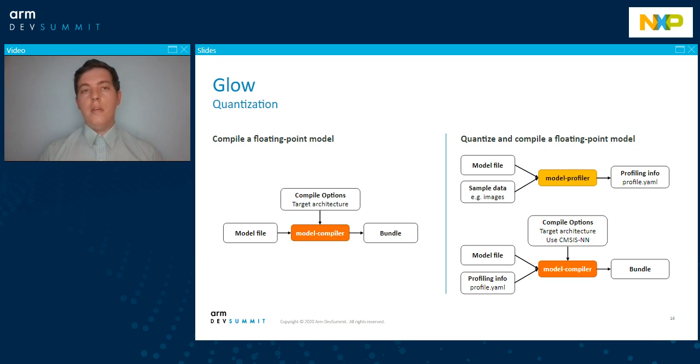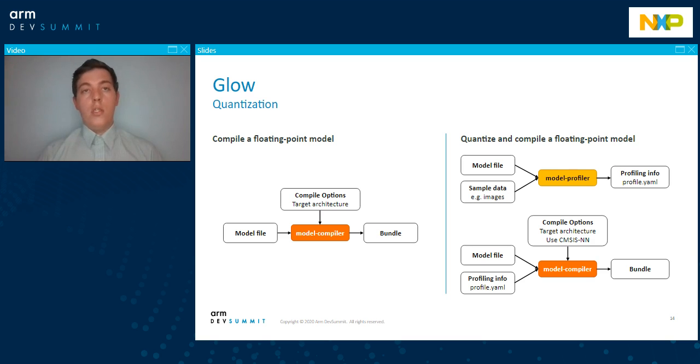From the user perspective, in order to compile a floating point model without quantization, one would simply use the model compiler command line tool, as suggested on the left half of the slide, which is provided with the model file and the compile options in order to produce the bundle.